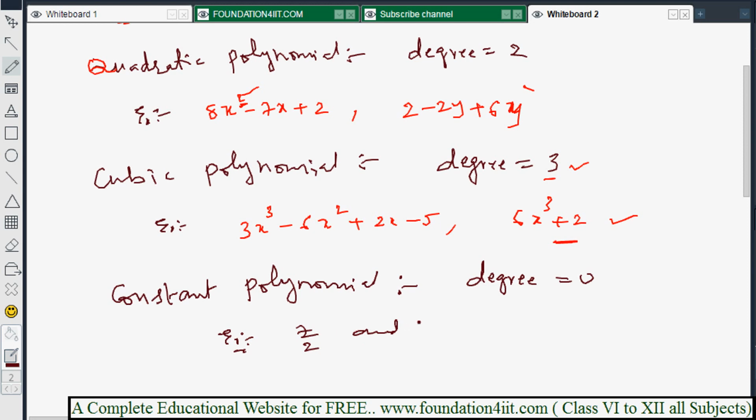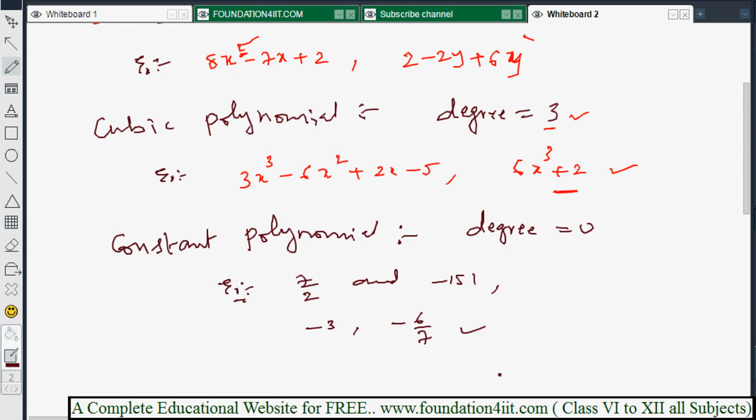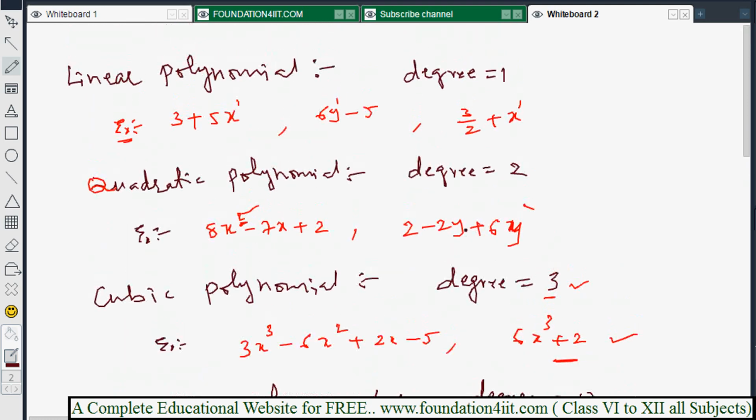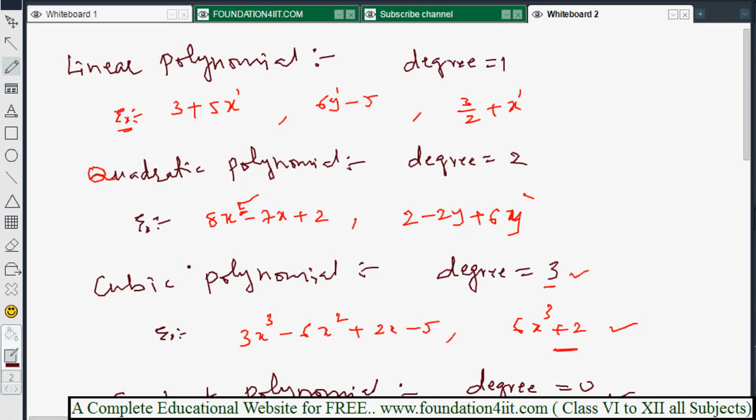Any number you can take, minus 151, any fractions or both, these are constant polynomials. You can take minus 3, minus 6 by 7, such types. Any example you can take, any number. These are all constant polynomials. A polynomial having one term consisting of a constant only is called a constant polynomial, and the degree of a constant polynomial is 0. That's why you can call it a constant polynomial. So these are the types of polynomials: linear, quadratic, cubic, and constant.